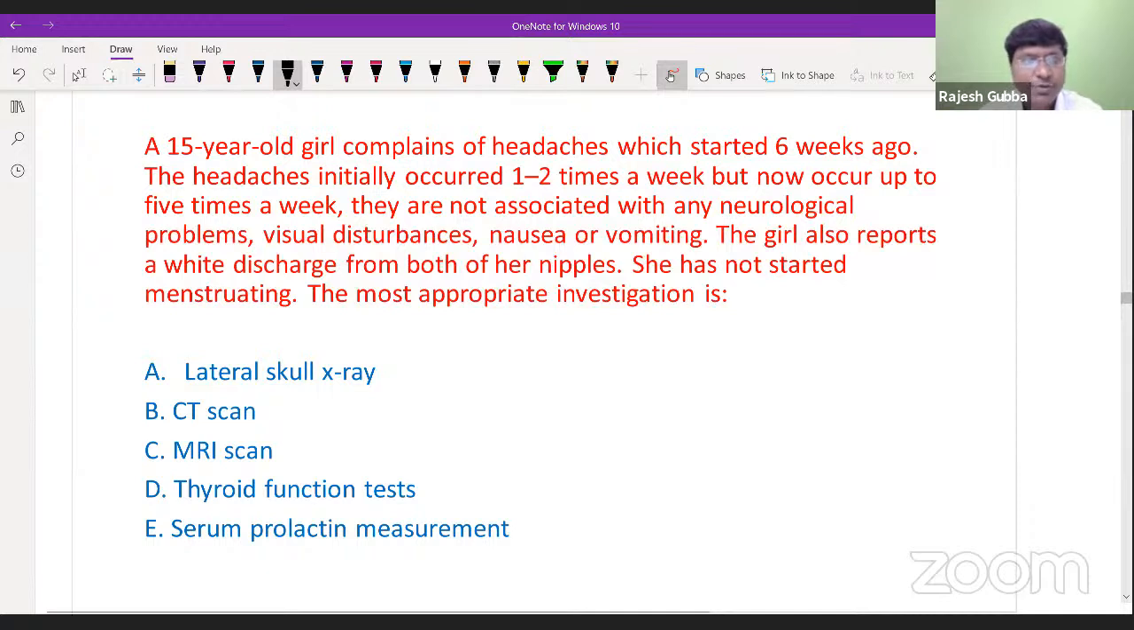The girl also reports the white discharge from both of her nipples. She has not started menstruating. What is the most appropriate investigation in her? Lateral skull X-ray, CT scan, MRI scan, thyroid function test, serum prolactin measurements.